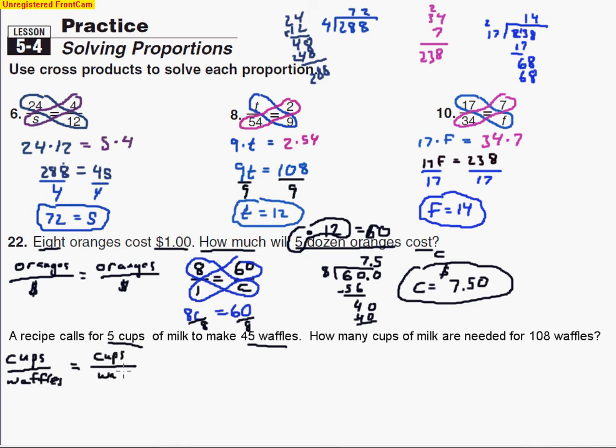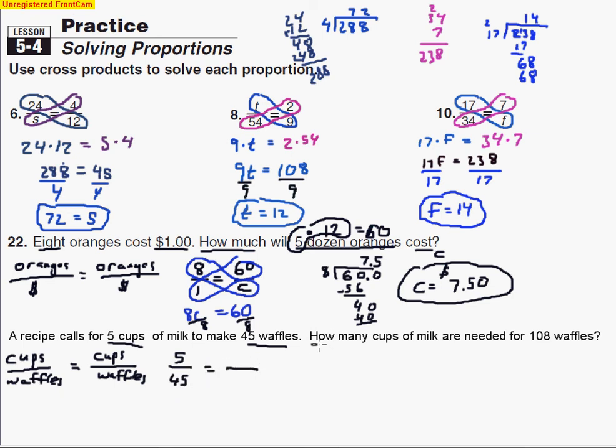Again, there are different ways to set these problems up, as long as you're consistent. I could have done waffles over cups, but then I'd have to do waffles over cups again. We could even do waffles over waffles, cups over cups, but you've just got to be consistent. So we are going to do cups over waffles, so we'll start with this one: 5 over 45 equals, and then we'll set up the next one.